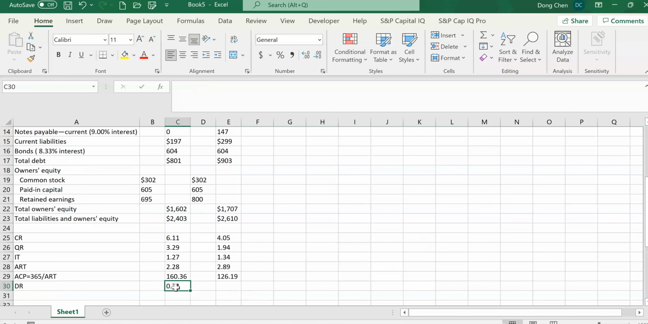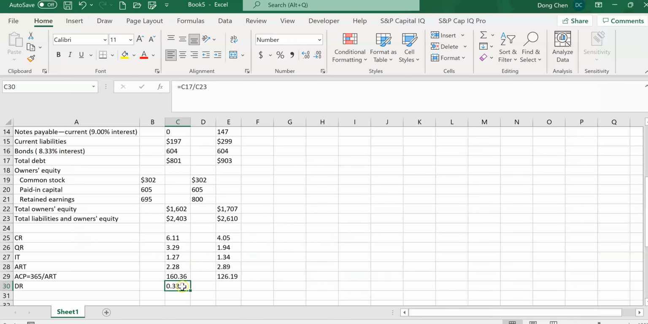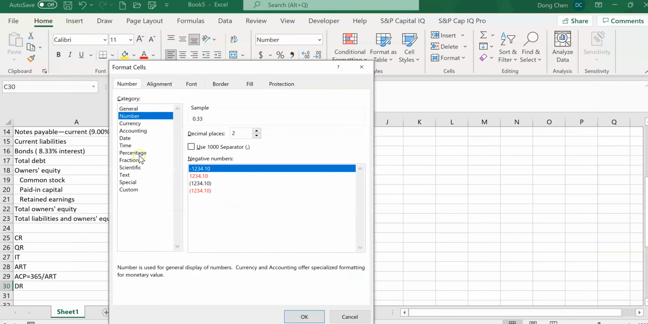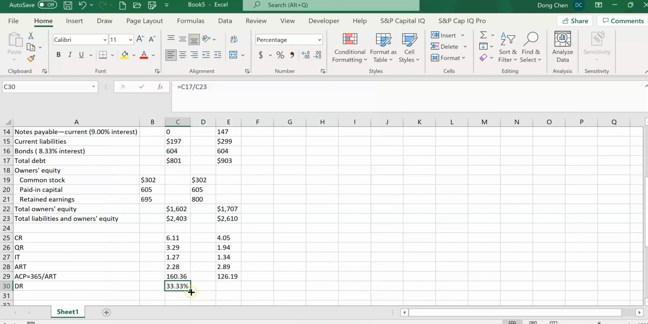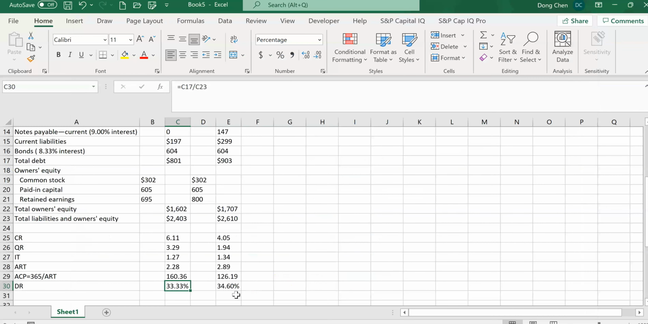So, and then just make sure we followed the right format. And this is in percentage term, and we have to keep two decimal places. So we just follow that, format cells, use the percentage, and keep two decimal places. And then drag the cell to the other year, and then copy the number back. So probably here we don't want to copy, because when we copy this, we also copy the percentage sign, but we don't want to do that. So we just type this 33.33. And for 2018, it's 34.60.